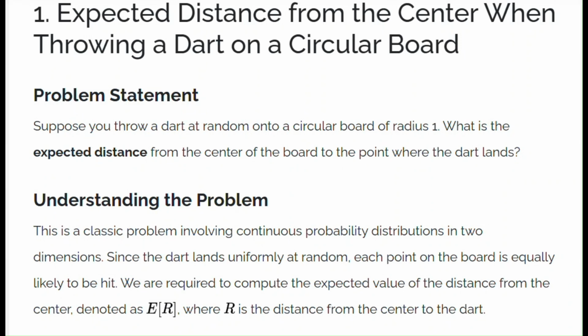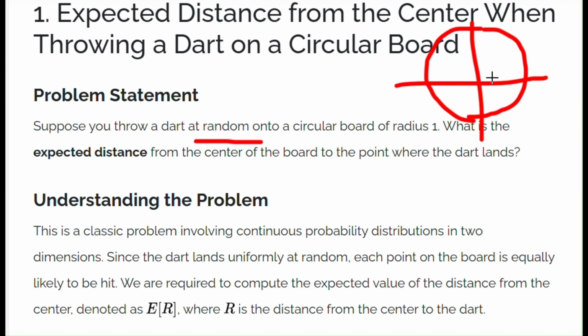Suppose you throw a dart at random onto a circular board of radius 1. What's the expected distance from the center of the board to the point where the dart lands? So we are given a circular dartboard and we are throwing darts onto it. We have to find the expected value of the distance from the center where the dart lands.